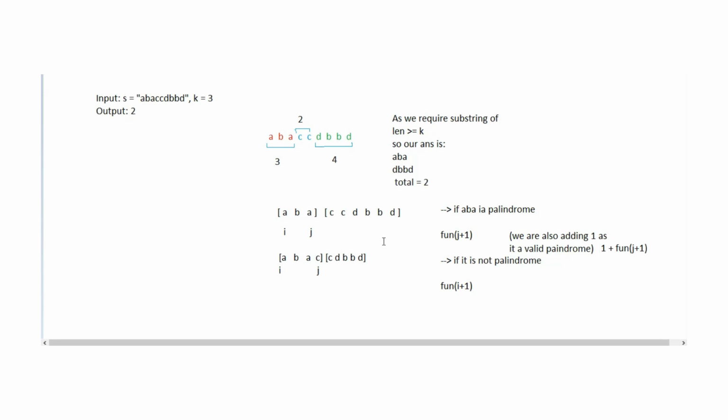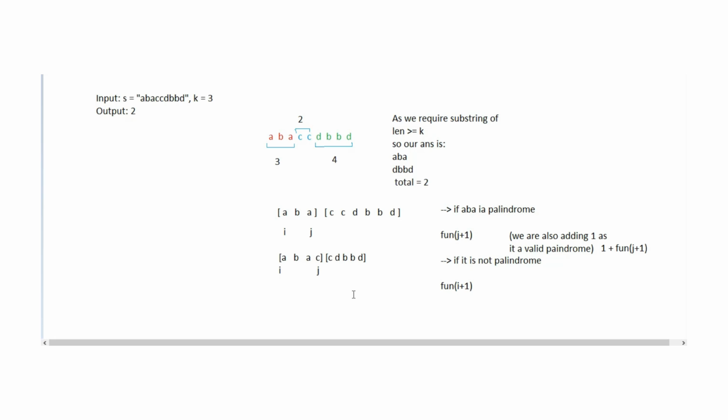And as I have mentioned, if the string is a palindrome, we also need to add 1 to our answer, because it is a valid substring of length k or greater than k. So every time we are calling the recursive function: if it is a palindrome, we call the recursive function by incrementing J. If it is not a palindrome, we do backtrack, calculate it again, and then if it is still not a palindrome, we increment our I. So this is the whole approach behind this problem.